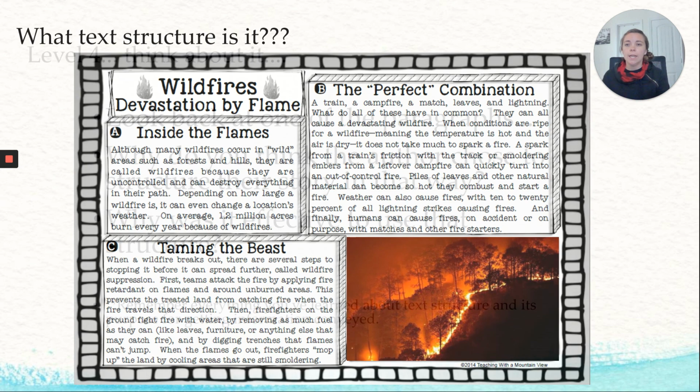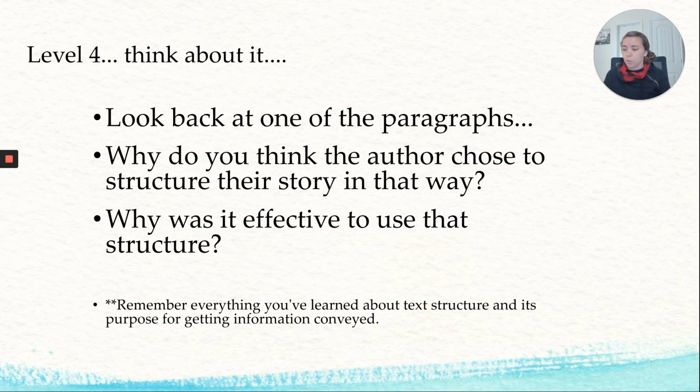All right, here we go. Level 4. Let's think about it, because you will have an opportunity for this. I am not going to tell you how to answer this correctly. If you are a level 4, this is going to have to come from you really thinking about this. So look back at one of the paragraphs that we just went through, any of the six paragraphs. Why do you think the author chose to structure their story in that way?